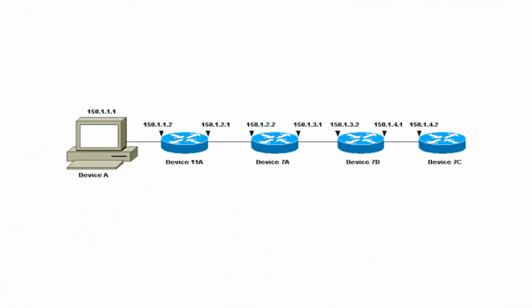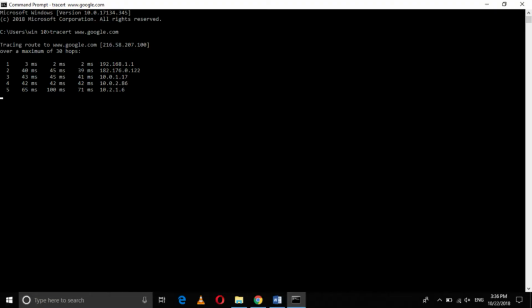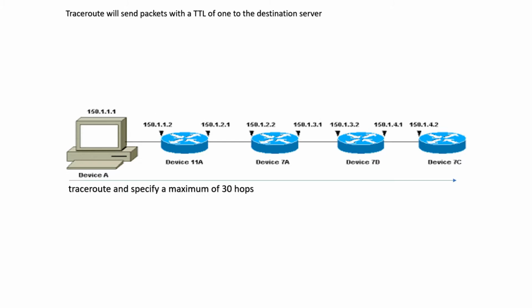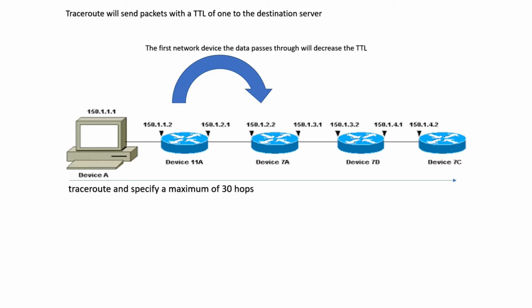To better illustrate this, let's say you run a traceroute and specify a maximum of 30 hops. Traceroute will send packets with a TTL of 1 to the destination server. The first network device the data passes through will decrease the TTL to the value of 0, and a message informing you the packets were dropped is sent. This gives you the RTT for hop number 1.